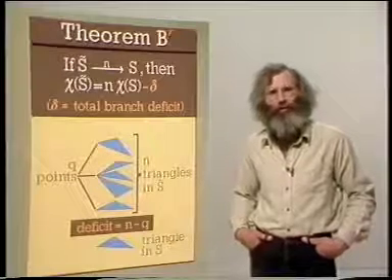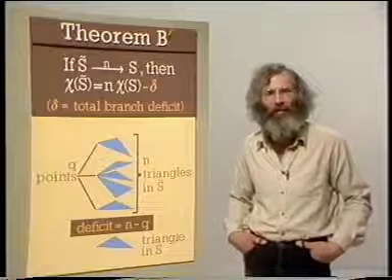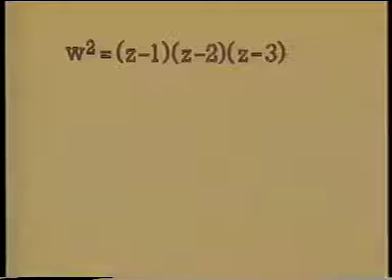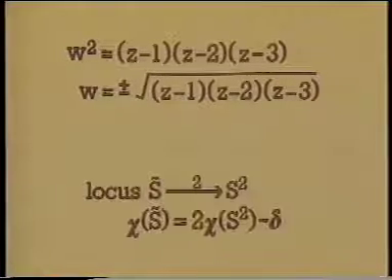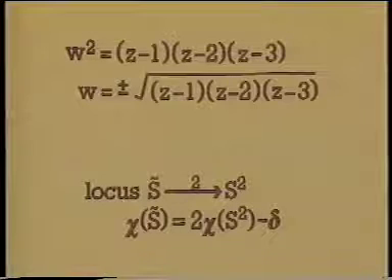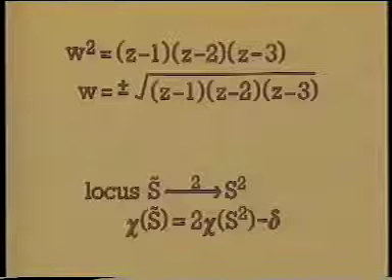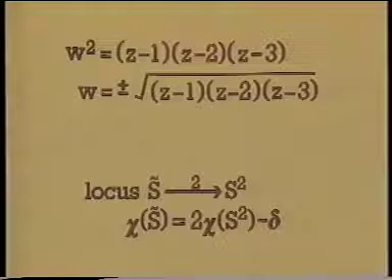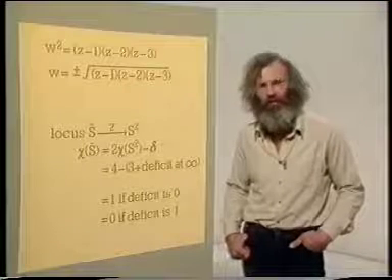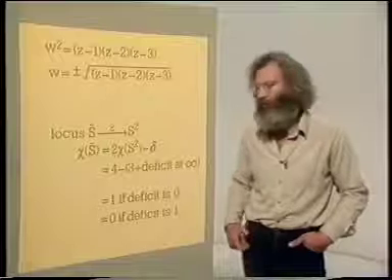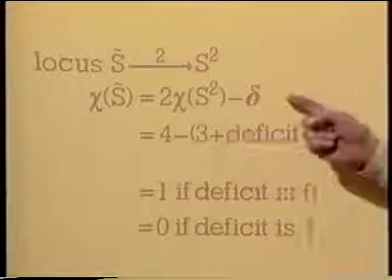To end the program, let's use the modified theorem to actually identify the locus of an equation. This locus is a two-sheeted cover of the z sphere, except at z equals 1, 2, and 3, and possibly at z equals infinity. At 1, 2, and 3, the locus in fact has branch points, just like w squared equals z at z equals naught. And as before, the deficit at each branch point is 1. So we have a contribution of 3 so far to delta.